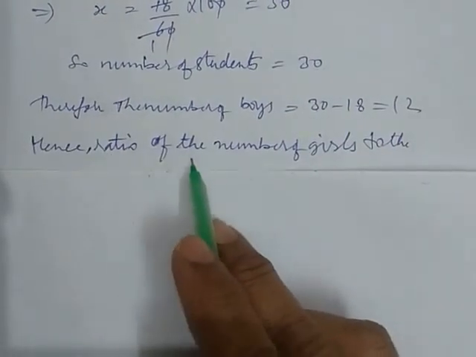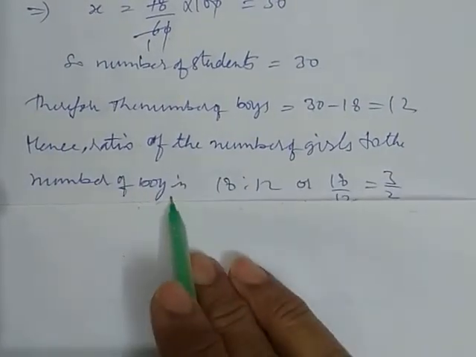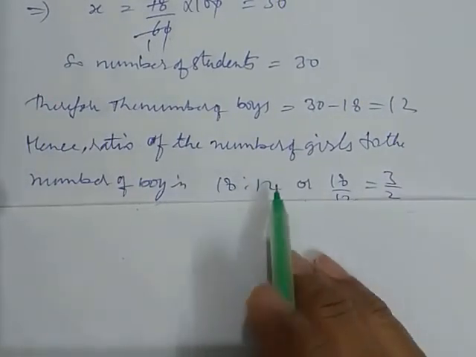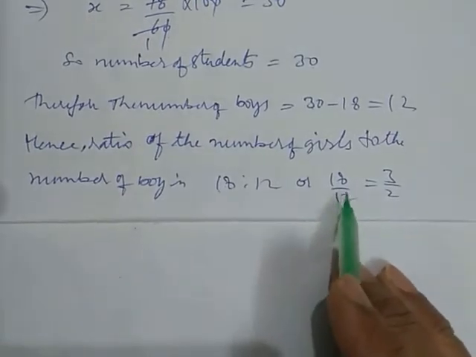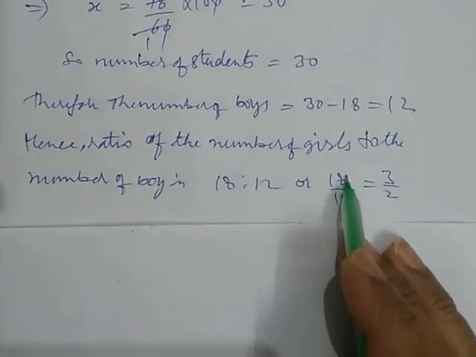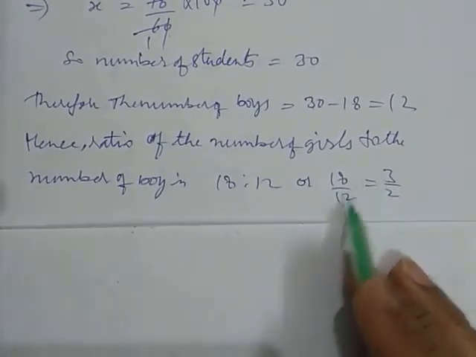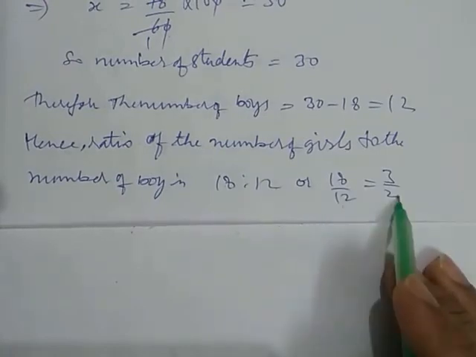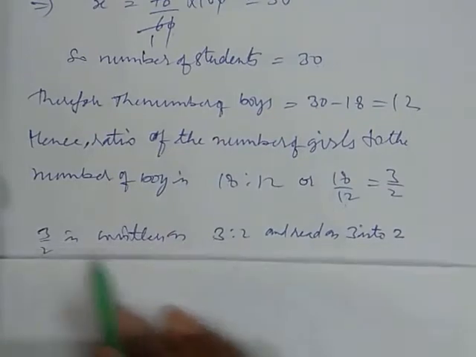Hence, the ratio of the number of girls to the number of boys. The number of girls is 18 and the number of boys is 12. So the ratio is 18 is to 12, or we can say 18 by 12. By simplifying, 6 times 3 is 18, 6 times 2 is 12. So this is 3 by 2.